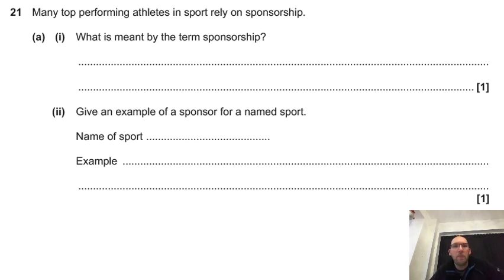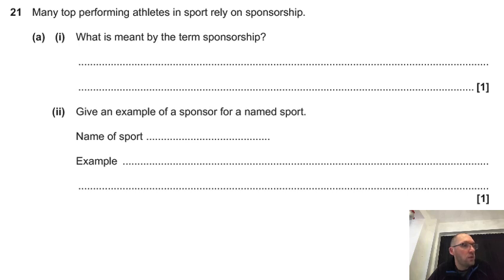Right, 21. Many top performing athletes in sport rely on sponsorship. What is meant by the term sponsorship? So many candidates stated that sponsorship often involves additional funding, but some did not state that this would come from a company, business, or other outside agencies, which meant they did not get a mark.